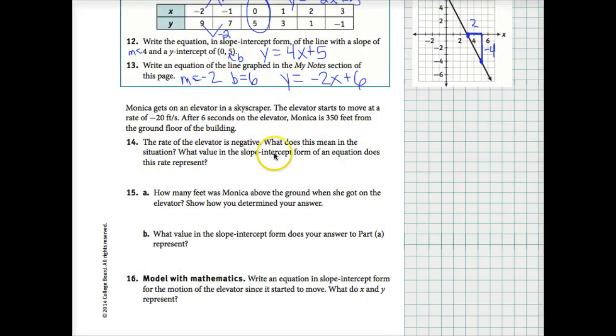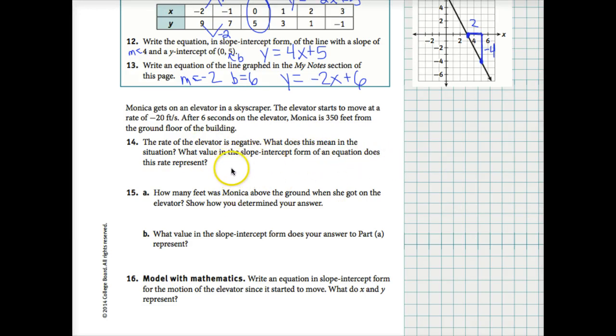Now we're going to look at a real life situation here. Monica gets on an elevator in a skyscraper. The elevator starts to move at a rate of negative 20 feet per second. After 6 seconds on the elevator, Monica is 350 feet from the ground floor of the building. Number 14 says the rate of the elevator is negative. What does this mean in the situation? What value in the slope-intercept form of an equation does this represent?